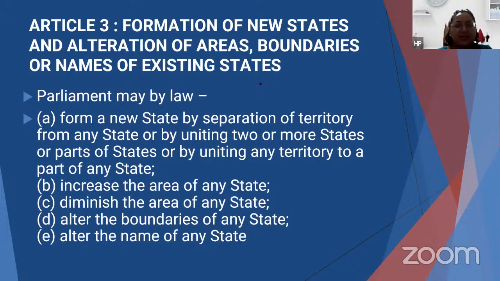Article 3 states the formation of new states and alteration of the boundaries and names of the existing states. So Parliament can also do what? Parliament may by law unite two or more states and form another state. Apart from that, Parliament can make two states from a particular state, as in the case of Andhra Pradesh and Telangana.